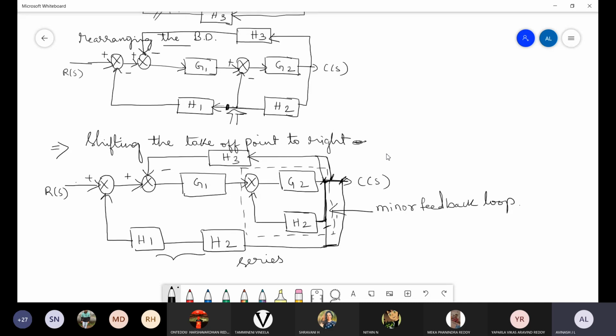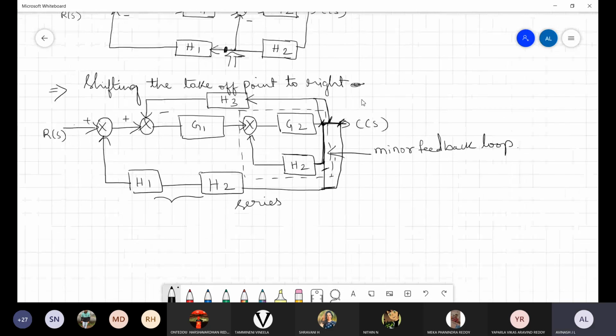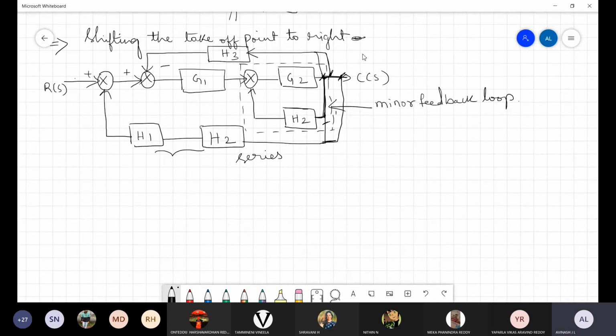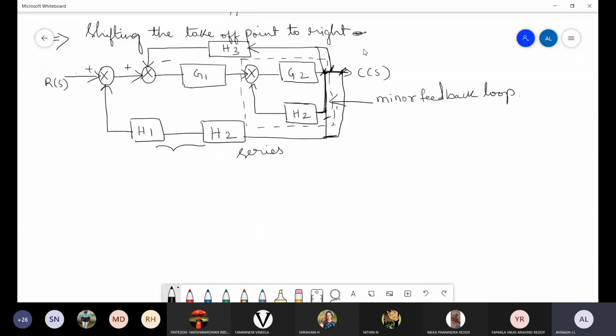Okay, I hope that you people have taken this one. We'll move on to the next level. Now the reduced version. When I'm trying to write the reduced version of the above diagram, R of S will be the input, and here the same summing points will come.